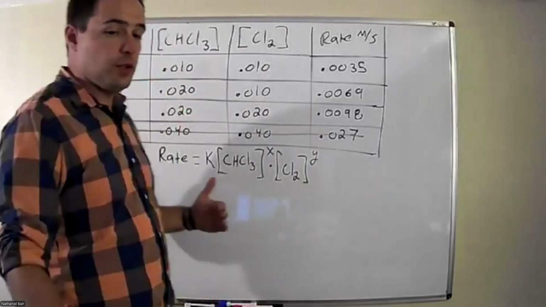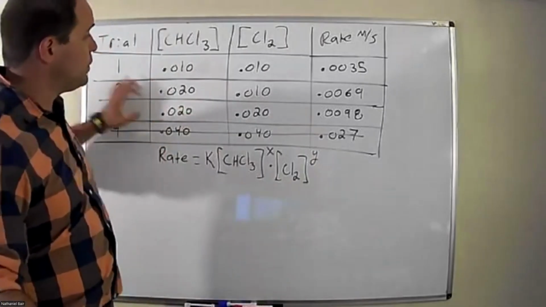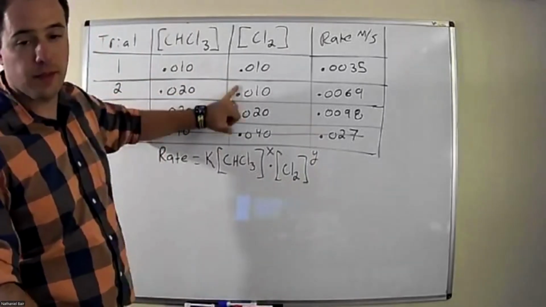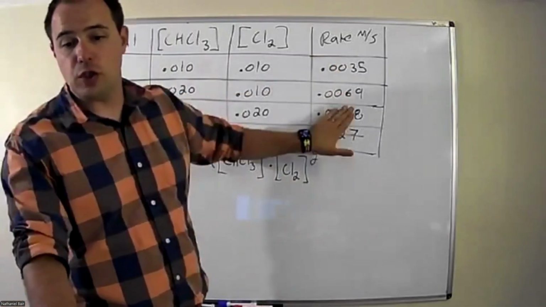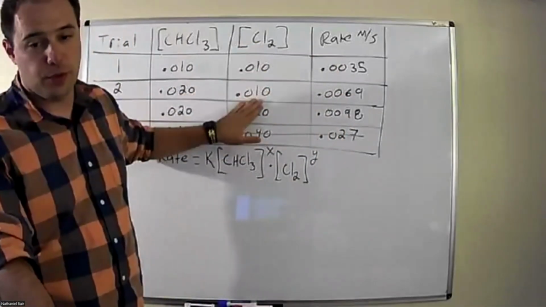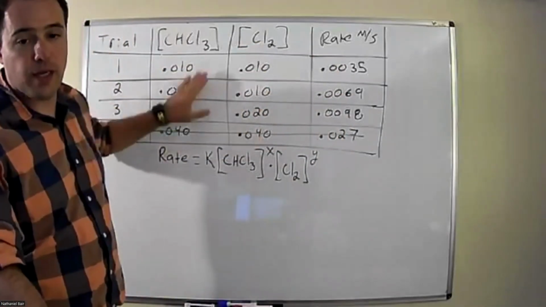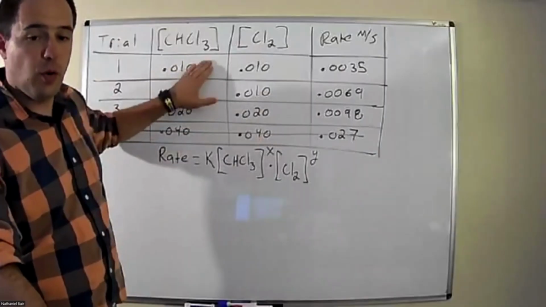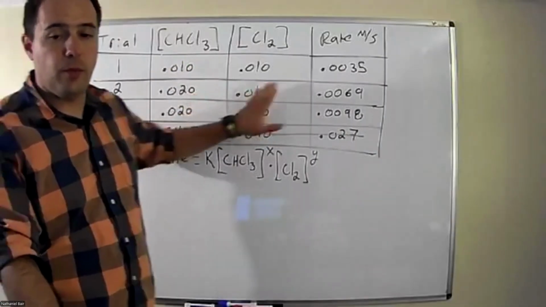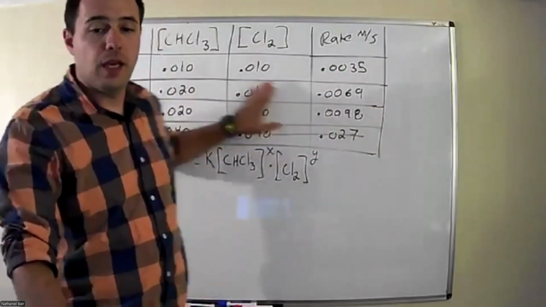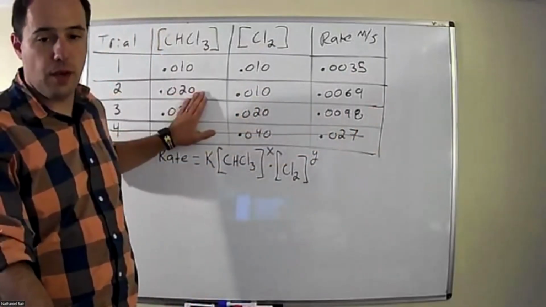So if we look at trials 1 and 2, trials 1 and 2 keep the amount of Cl2 constant. So we know that if the rate changes, it was not from the Cl2, but it changes the amount of CHCl3. So by only changing the CHCl3, we know that if the rate changes, it was because of the CHCl3.